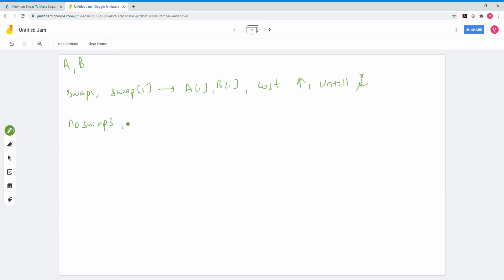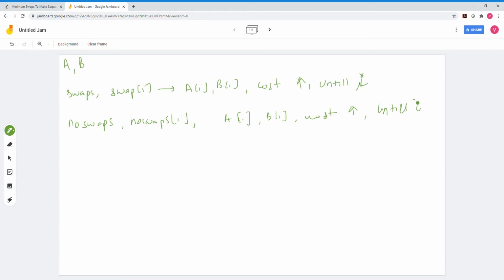Let's define another array called no swaps. So no swaps of I basically is the cost to make both the arrays strictly increasing until the ith index, and there will be no swap at the ith index. That is, there will be no swap between A of I and B of I, and it represents the cost to make both the arrays increasing until the index I.